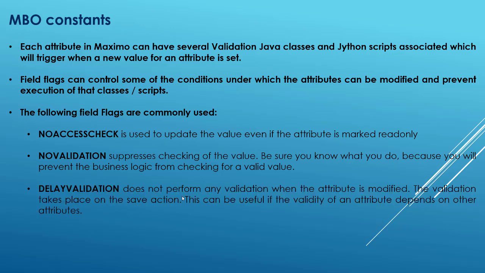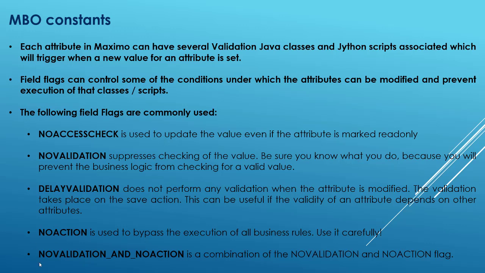Delay validation doesn't perform any validation when the attribute is modified. The validation takes place on the save action. This can be useful when the validity of an attribute depends on other attributes. Also, no action is used to bypass the execution of all business rules. Be careful using this. There is also no validation and no action, a combination of the no validation and no action flags. Take care of this also.